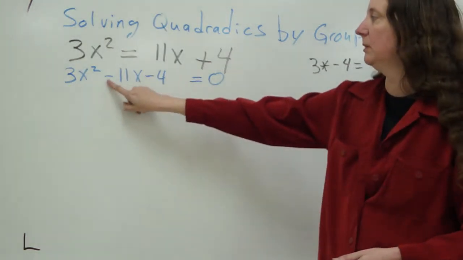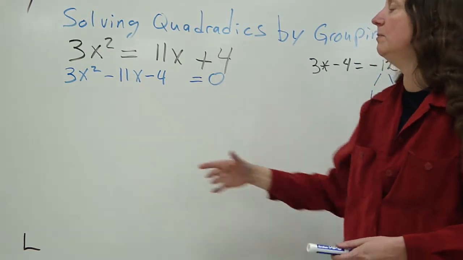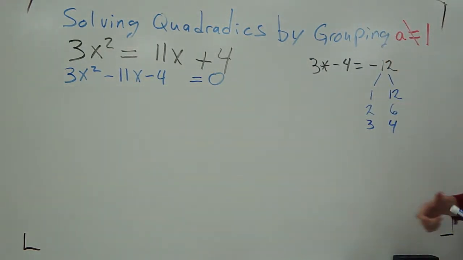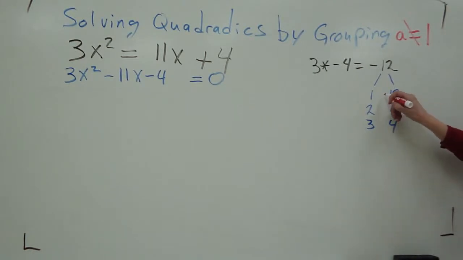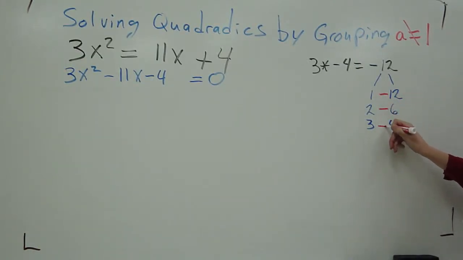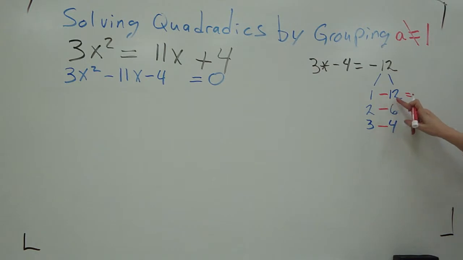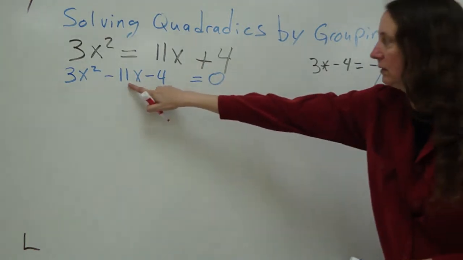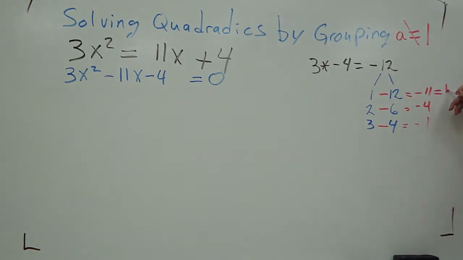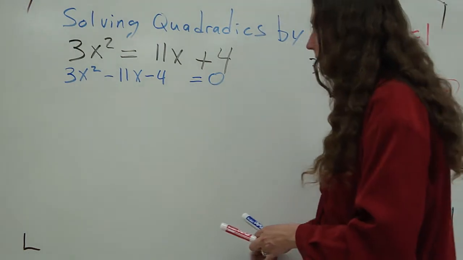I look at my b term, I see that it's negative. The bigger number has to be negative. So I am going to make my negative signs over here. This one gives me negative 11. This is negative 4. This is negative 1. There is my b. So I want to use this group of numbers. Bring this over here, replace that.